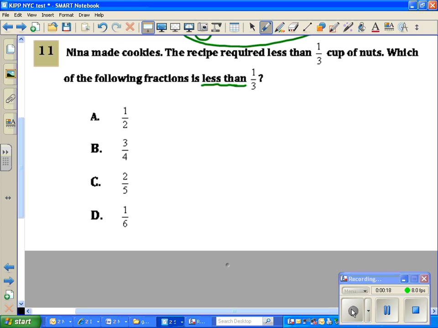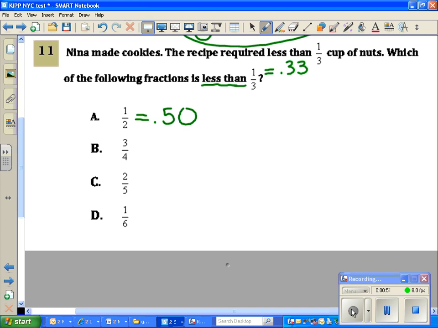Less than 1/3. Well, I know 1/3 as a decimal using the decimal song. 1/3 as a decimal is 0.33 or 33 hundredths. I can actually use the decimal song for choice A, B, C, and not for D. So let's do A, B, and C using the decimal song. 1/2 as a decimal is 0.50. So, okay, keep going.